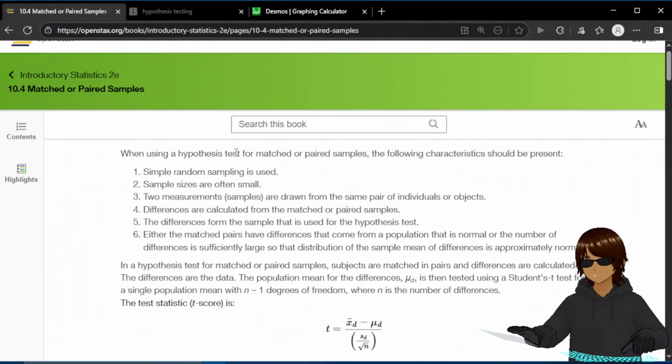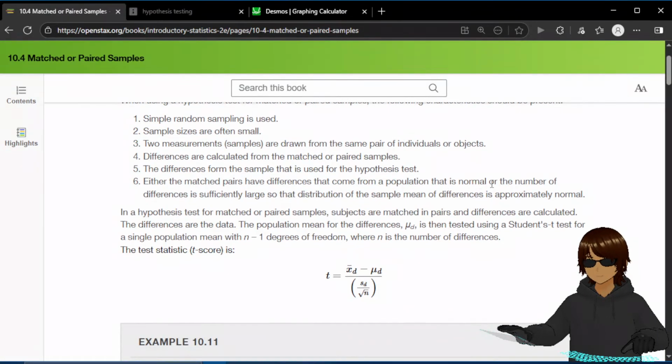When using a hypothesis test for matched or paired samples, the following characteristics should be present. Simple random sampling is used. Sample sizes are often small. Two measurements are drawn from the same pair of individuals or objects. For matched pairs or paired samples, differences are calculated from the matched or paired samples. The differences form the sample that is used for the hypothesis test. Either the matched pairs have differences that come from a population that is normal, or the number of differences is sufficiently large so that the distribution of the sample mean of differences is approximately normal.